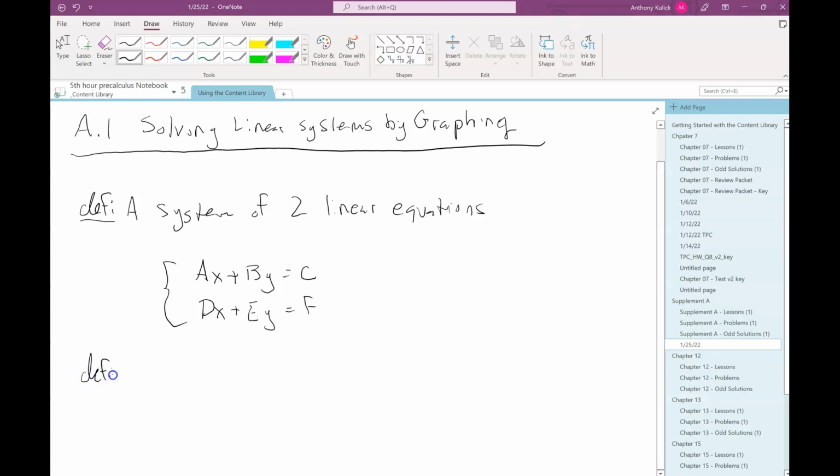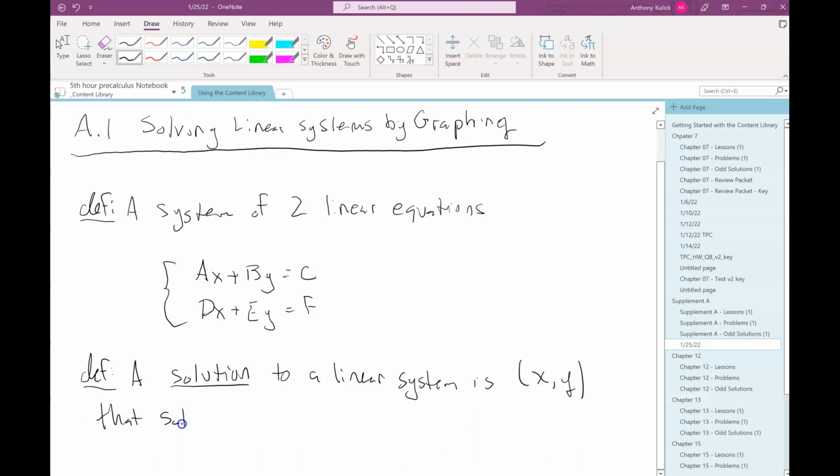So we say that a solution to a linear system is an ordered pair, like an x, y, that satisfies both equations.